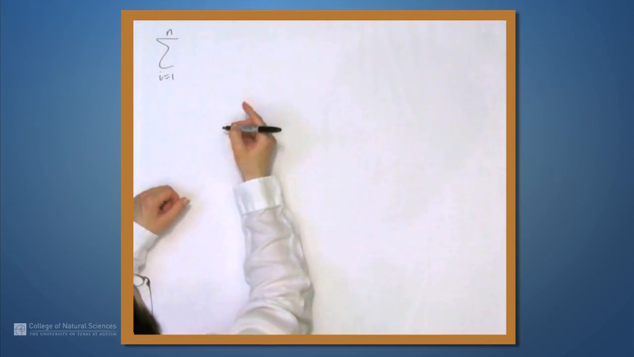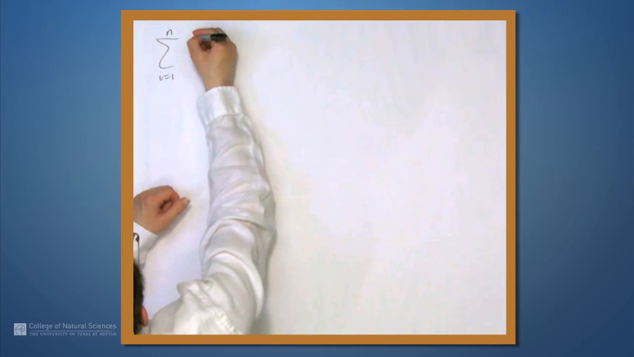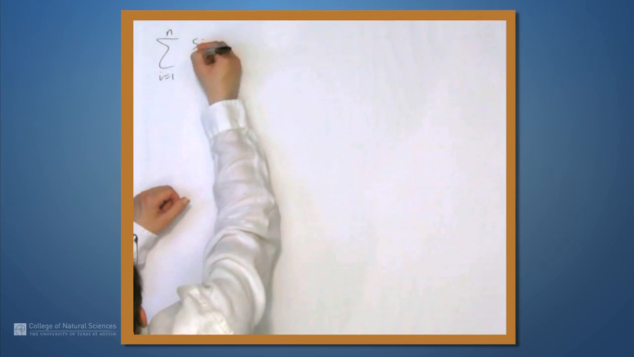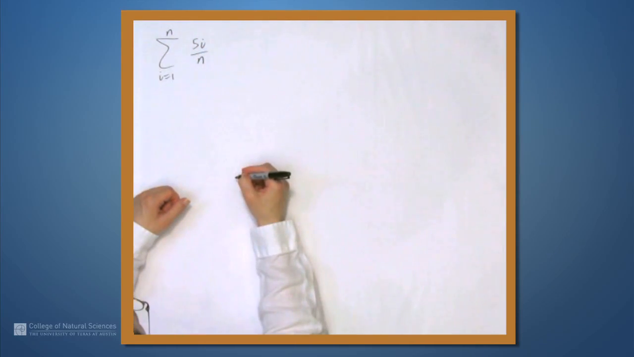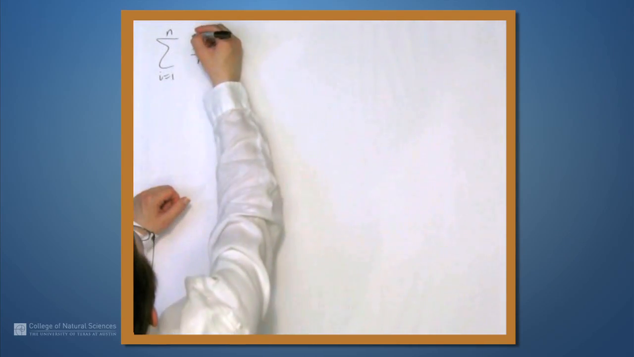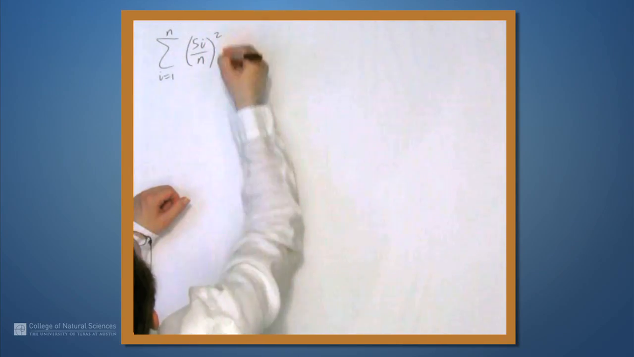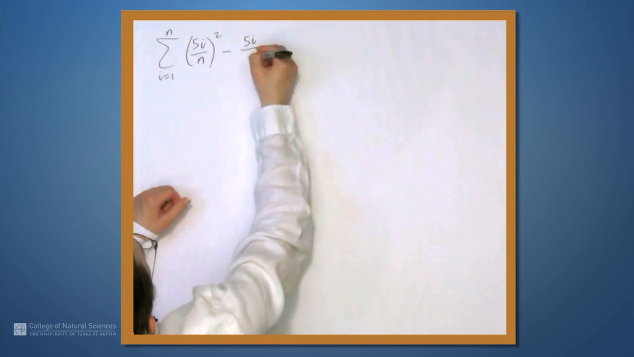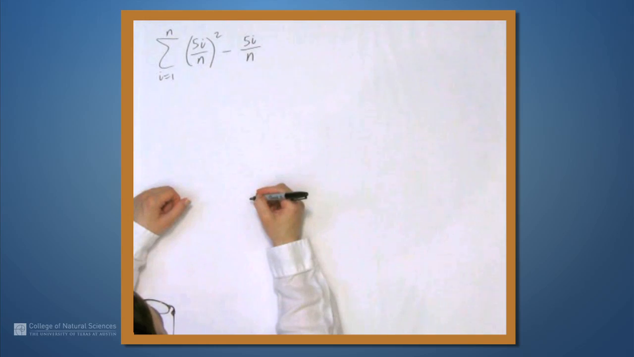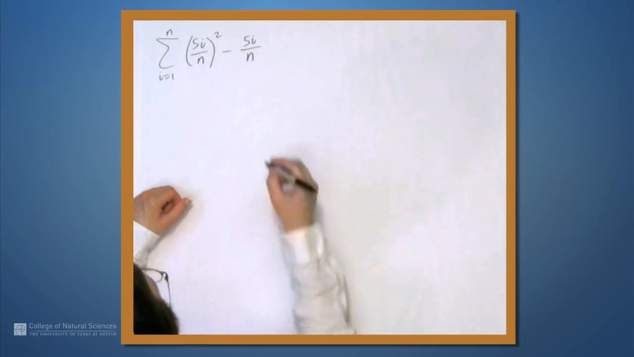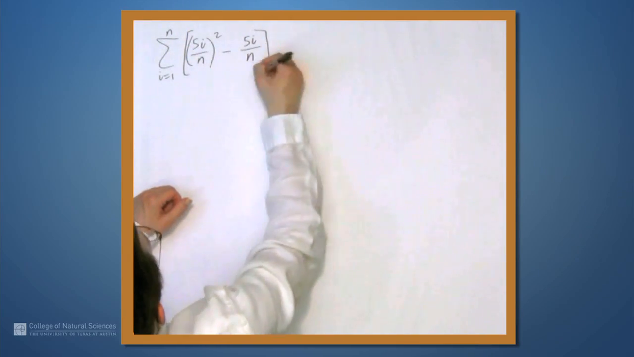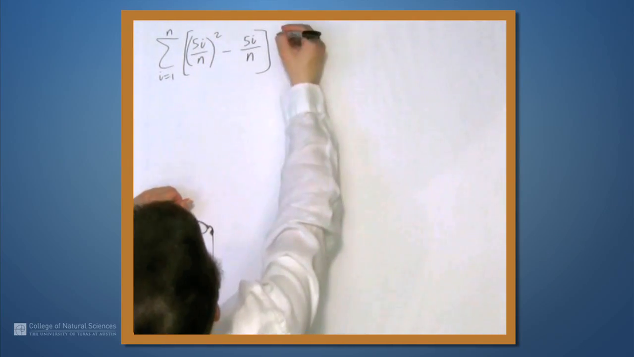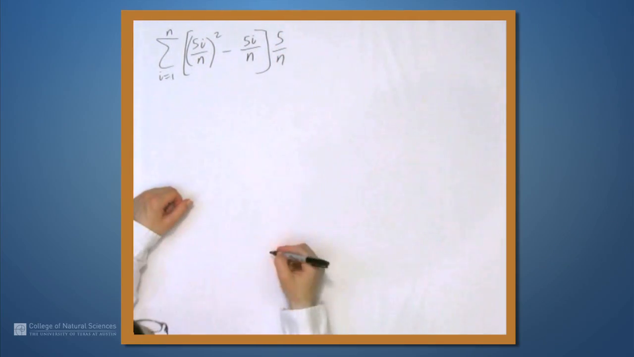So we've got the sum from i equals 1 to n of f of x sub i. Now x sub i is 5i over n, and remember our function is x squared minus x. So we take 5i over n and we square it, and then we subtract x, which is 5i over n. All right, this is f of x sub i. And we multiply this thing by delta x, which is 5 over n.